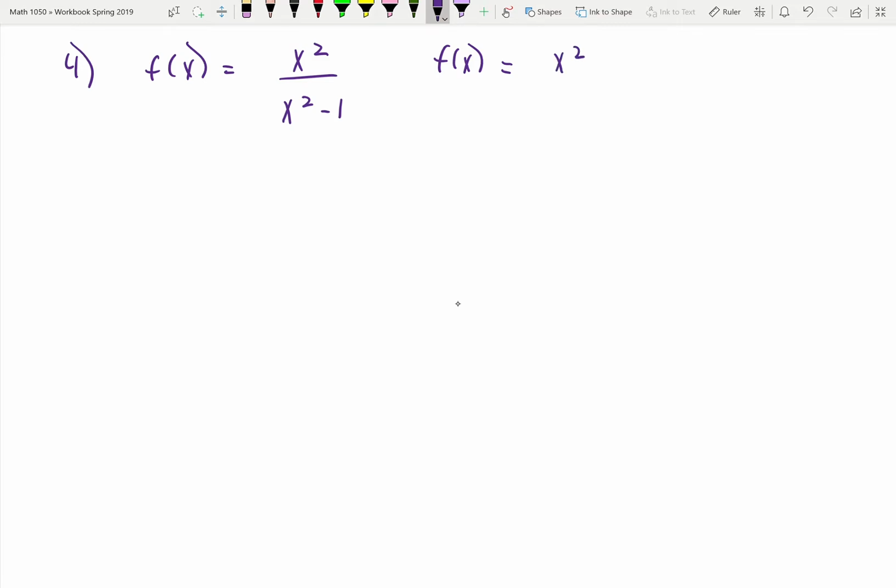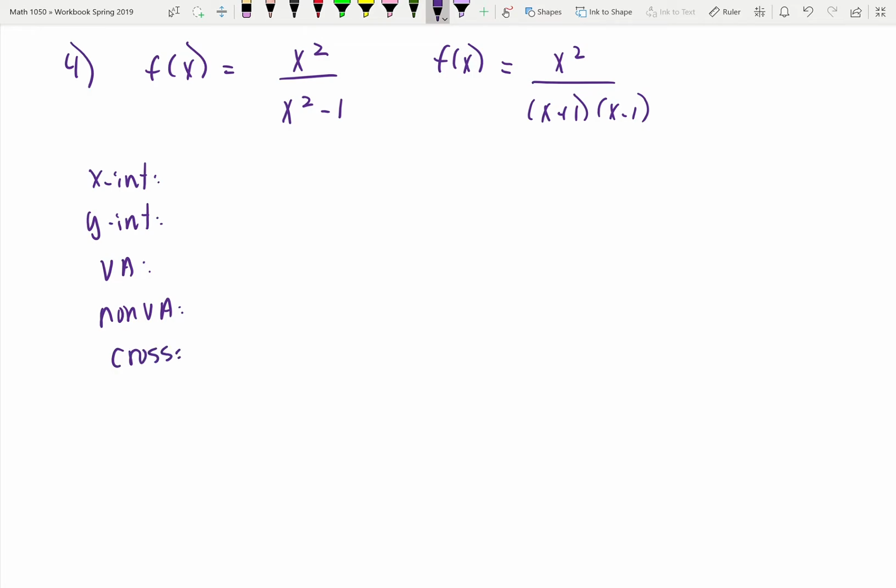So the top is an x to the second. The bottom factors to x plus 1 times x minus 1. Okay, so I need to know my x-intercept, my y-intercept, my vertical asymptote, my non-vertical asymptote, and I need to know if it crosses. Okay, to find the x-intercept, you let y be 0, which is the same as letting the top be a 0.